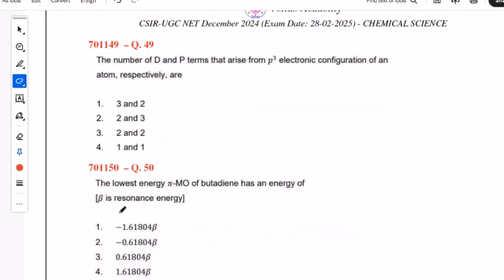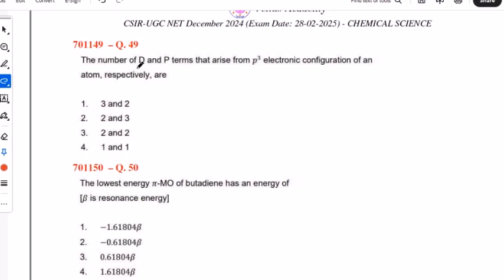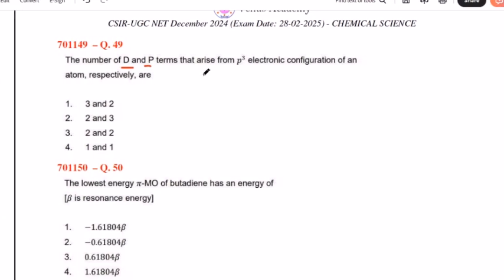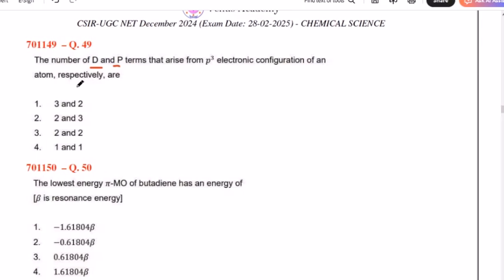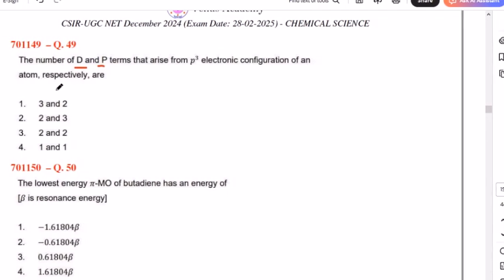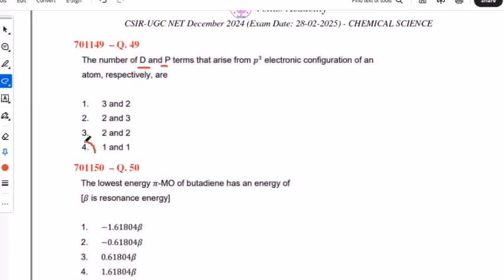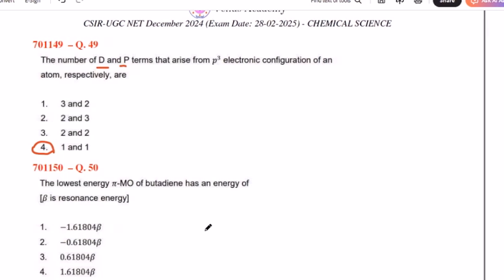Next, question number 49. The number of D and P terms that arise from the p3 electronic configuration of an atom respectively are 1 and 1. Option number 4 is the correct option, friends.